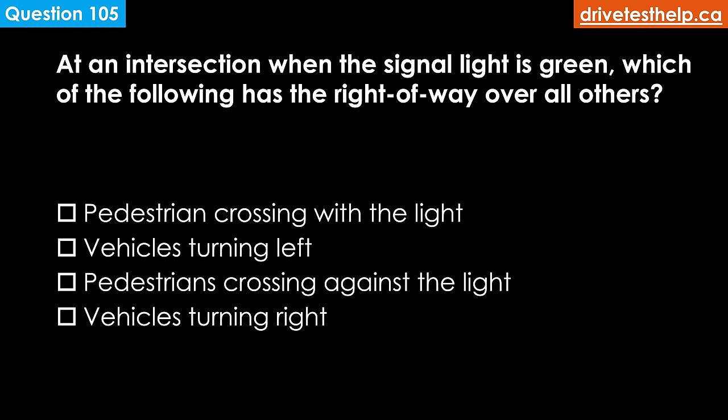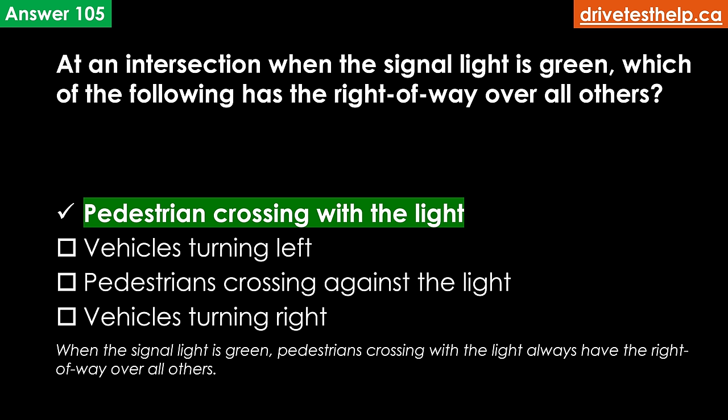At an intersection when the signal light is green, which of the following has the right of way over all others? Pedestrians crossing with the light, vehicles turning left, pedestrians crossing against the light, vehicles turning right. The correct answer, pedestrians crossing with the light. When the signal light is green, pedestrians crossing with the light always have the right of way over all others.